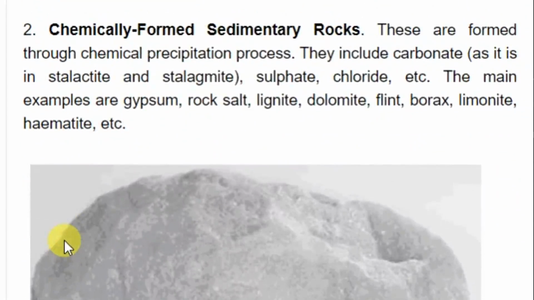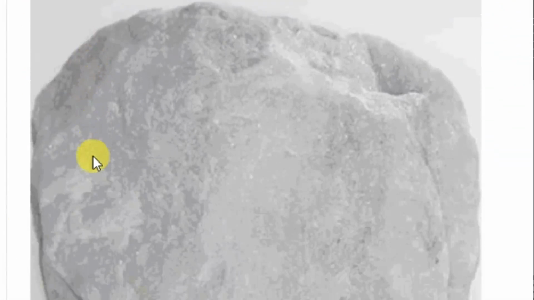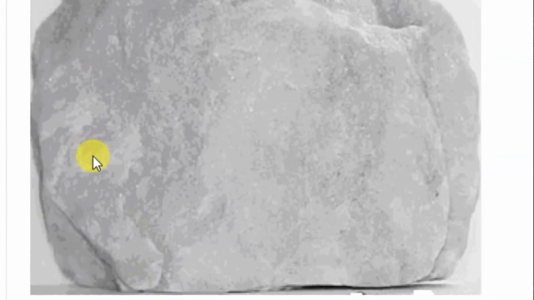Also we have the chemically formed sedimentary rocks. We discussed mechanically formed. Also we have chemically formed. These are formed through chemical precipitation process. So they include carbonate, as it is, stalactite and stalagmite. We have sulfate, chloride, etc. The main examples are gypsum rock, salt, lignite, dolomite, flint, borax, limonite, and hematite. So all of these are examples of the chemically formed.